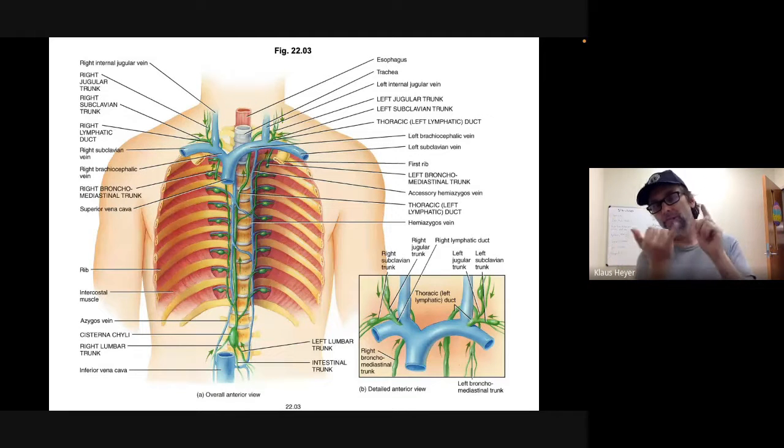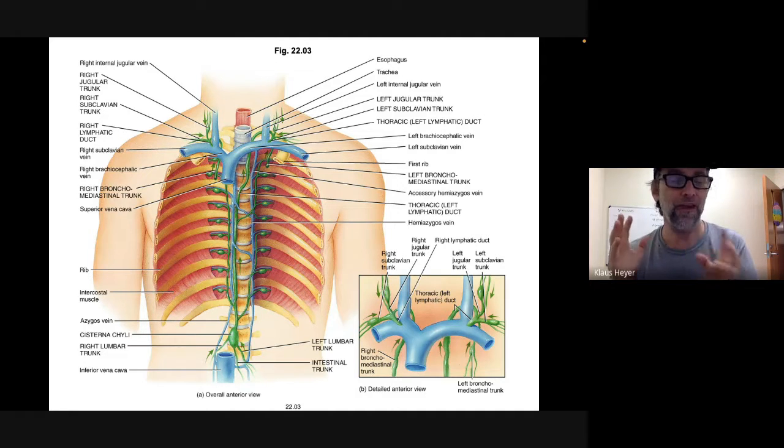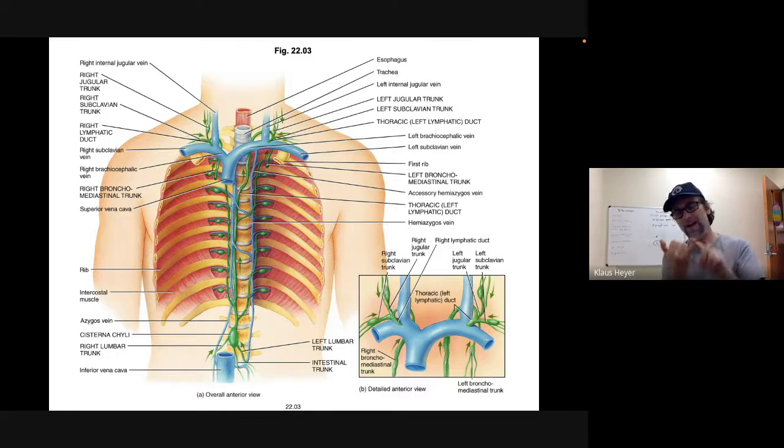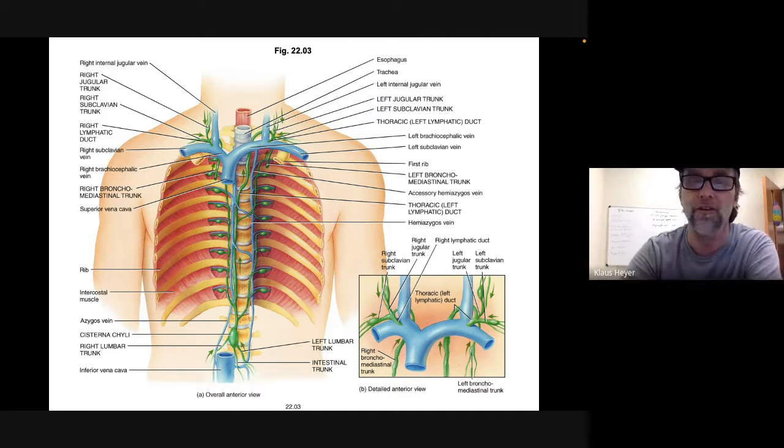So lymphatic capillaries, lymphatic vessels, then there's 5 different lymphatic trunks. So lymphatic capillary, lymphatic vessel, lymphatic trunk, and lastly, the biggest ones are lymphatic ducts. So I'm showing you 2 ducts here.